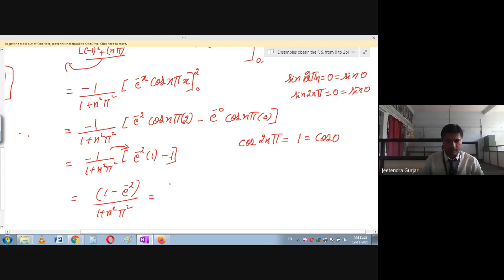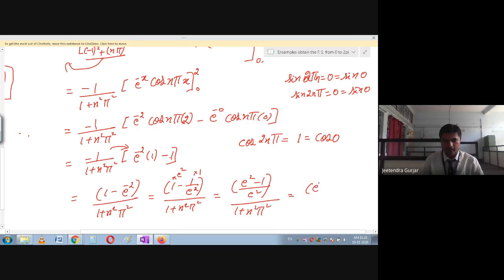Further, you can simplify like this: 1 minus e raised to minus 2, I can write as 1 divided by e raised to 2, over 1 plus n square pi square. If you simplify further, you can take the LCM, multiply here e raised to 2, multiply here 1. So you will get e raised to 2 minus 1, divided by e raised to 2, divided by 1 plus n square pi square. Further, you can simplify if necessary. So this is what we have calculated for an, students.